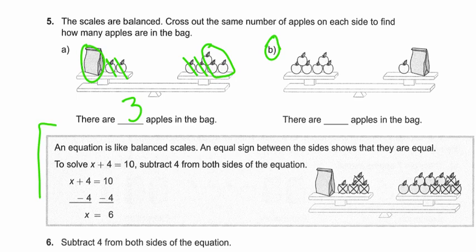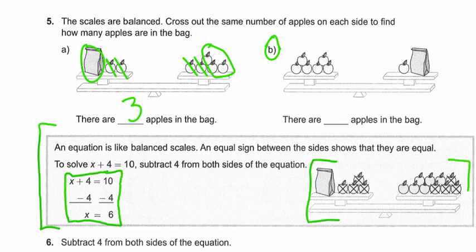Down here it says, an equation is like balanced scales. An equal sign between the sides shows that they are equal. To solve x plus 4 equals 10, subtract 4 from both sides of the equation. And they're showing that work to you right here. If I subtract 4 from both sides, that's like crossing off 4 apples from both sides, then I'm going to find out how many apples are in the bag, or 6 apples. And here's the picture over here that shows you the 4 apples being crossed off. So this is a great way to think about balancing equations.